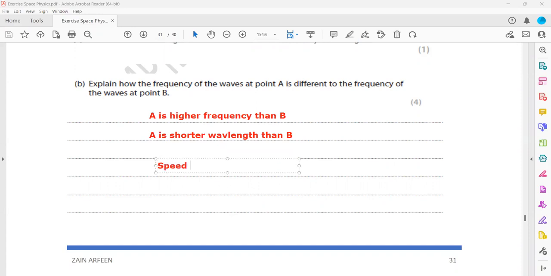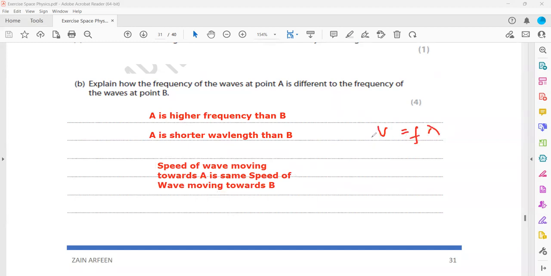So the speed of the wave moving towards A is the same as the speed of the wave moving towards B. Both will have the same speed because we have the formula v equals f lambda. For A, the frequency increases but the wavelength decreases. For B, the frequency decreases but the wavelength increases. And the product of these two will be constant, so the speed will be constant.